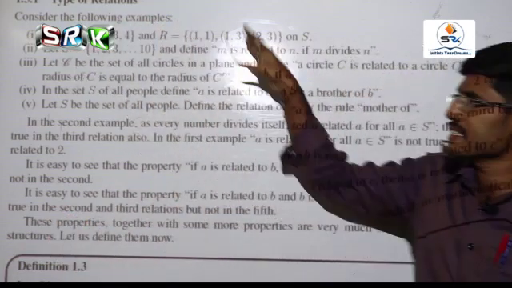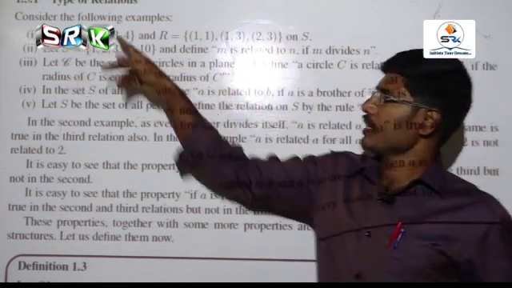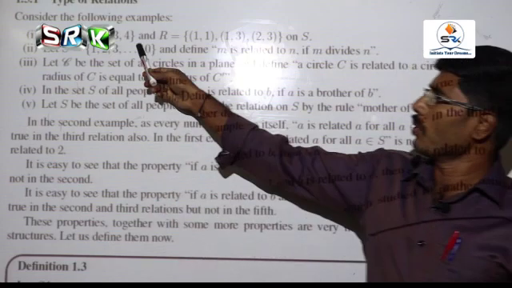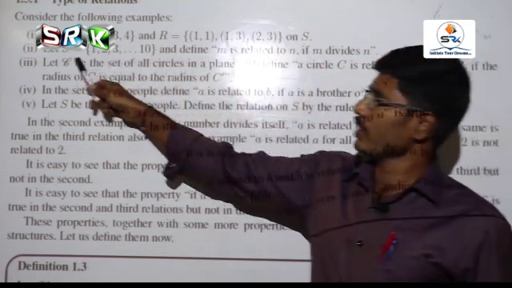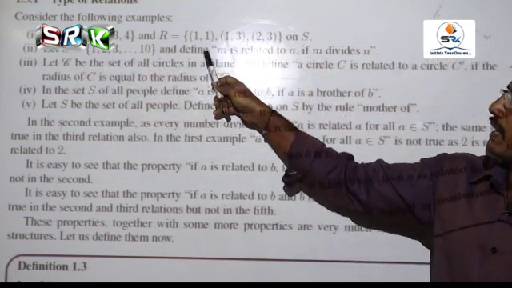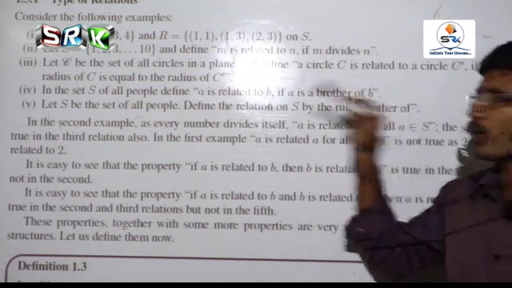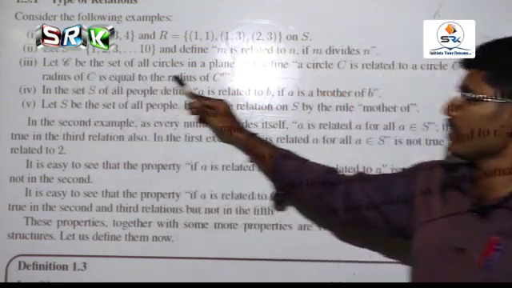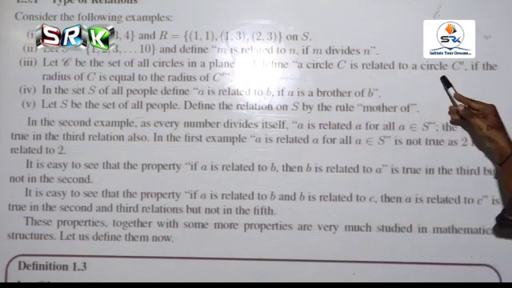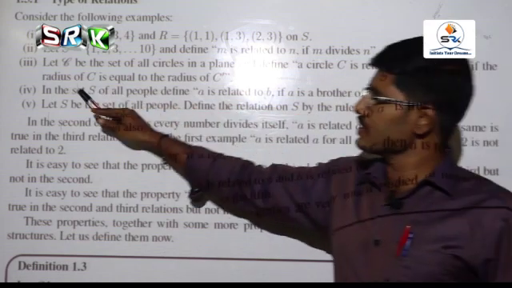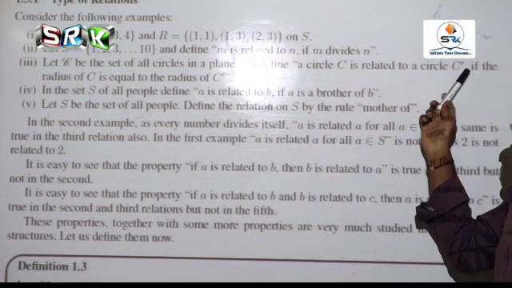Consider the following examples. First, five examples will be here. What have they given? Let S equal {1, 2, 3, 4} and R a set of ordered pairs on S. And the second one: consider 1, 2, 3 and so on up to 10. Define M is related to N if M divides N. This is given in a mathematical way. And let C be the set of all circles in a plane and define a circle C is related to a circle C dash if the radius of C is equal to the radius of C dash. Okay, in this order the terms will be considered.